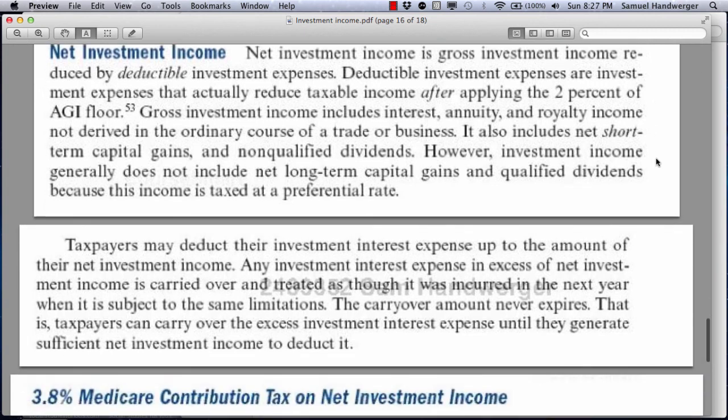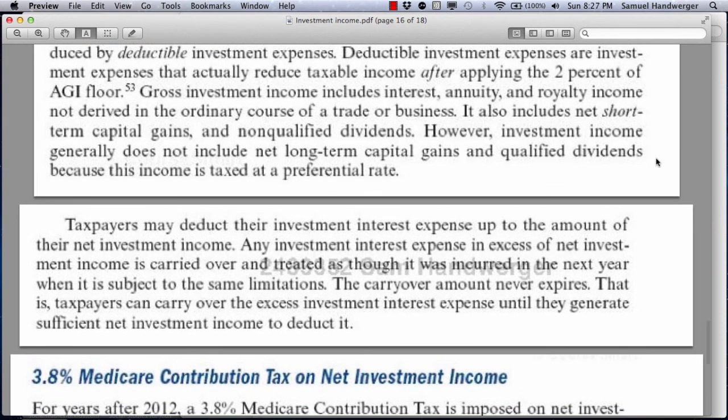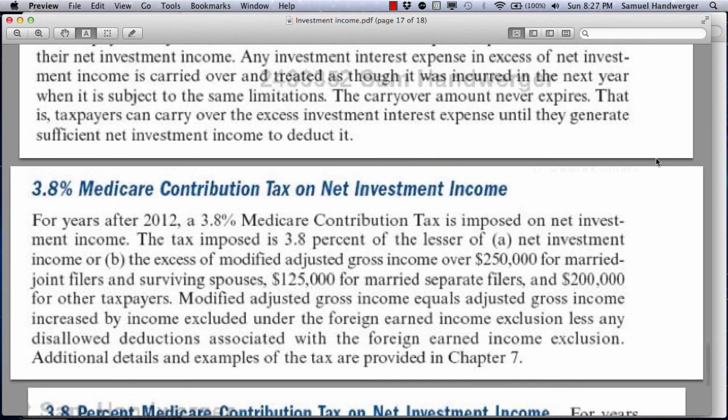Okay, so make sure you understand that paragraph. Taxpayers, here's another explanation of it. That it's carried over, that's important to remember. The carryover never expires until you die. That's still true. And then I included what goes back to Chapter 7, as it says in this paragraph. It showed up in Chapter 11 with a reference back to Chapter 7, so I do a little bit of both. Don't forget the 3.8% contribution tax, or Medicare contribution tax, on net investment income.